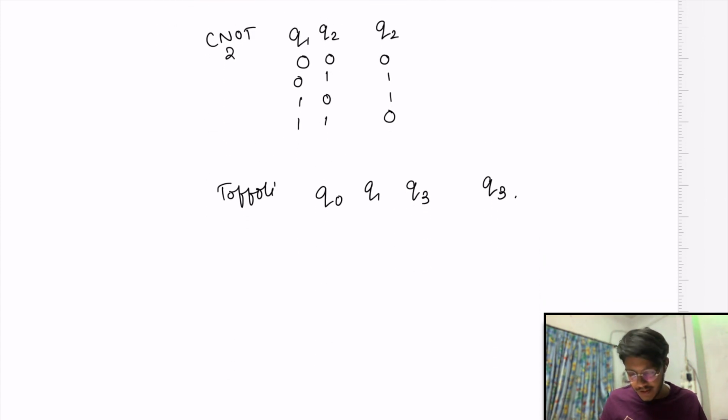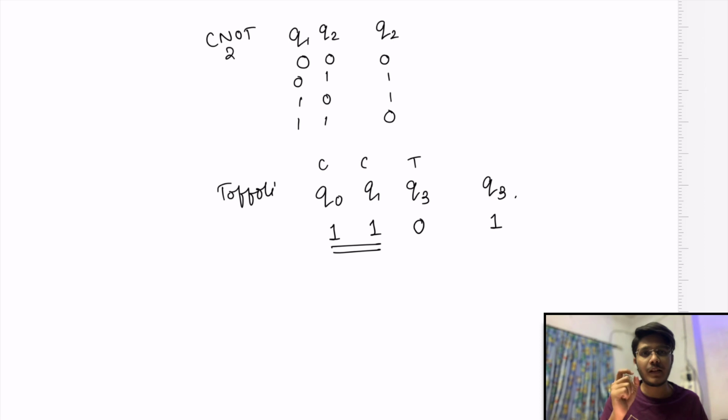For example, I'm not going with all 8 possibilities. I'm just going with a few possibilities. So if your Q0 and Q1 are 1 and Q3 is 0, then your output will be 1, because both control bits are 1. So here these are the controls, and this is the target. Only when both control bits are set to 1 will your target qubit get flipped. Now if it is 1, 1 and 1, then it will be 0. That's it.